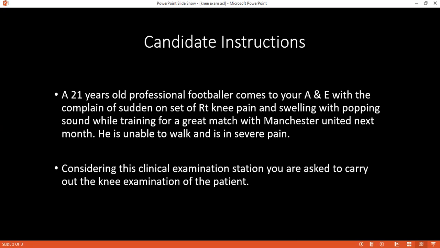Additionally, I would need him to be exposed up to the underwear, so that I may be able to see the joint below and above the knee joint.